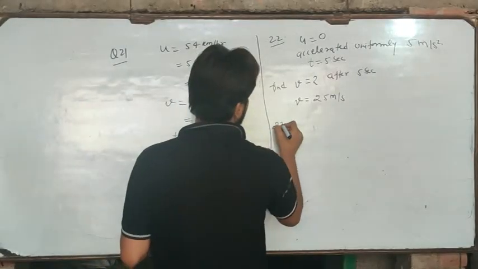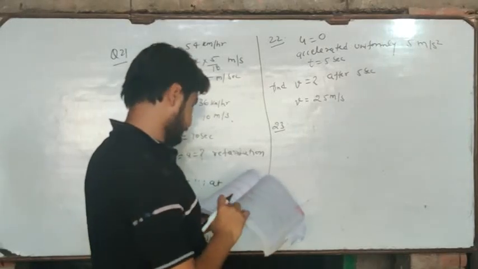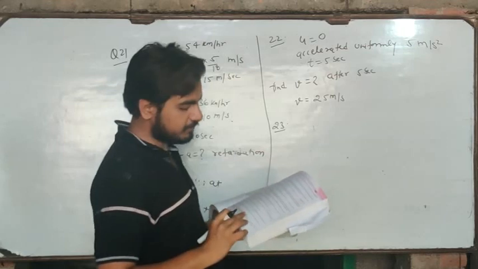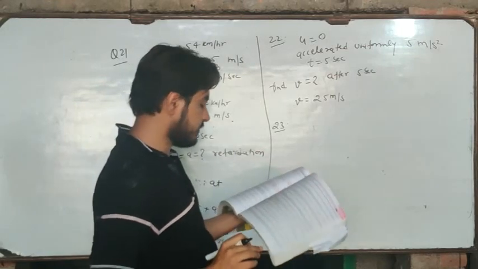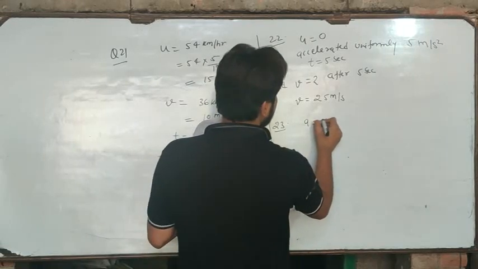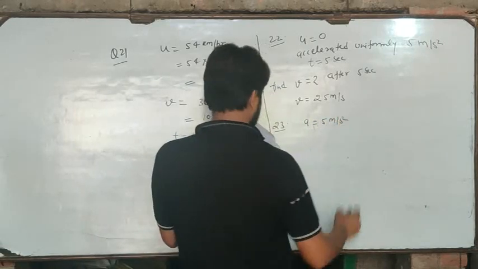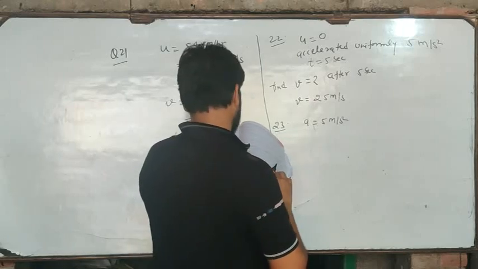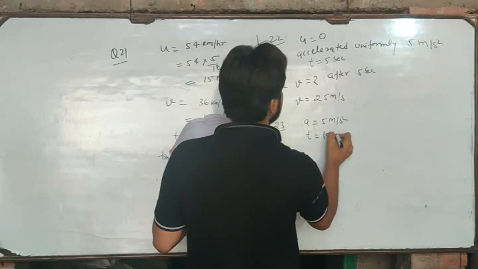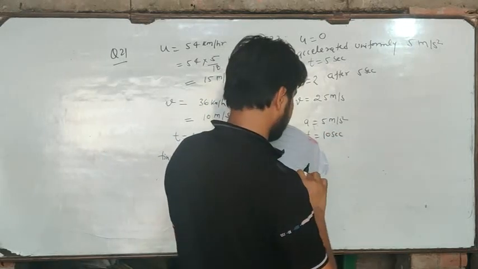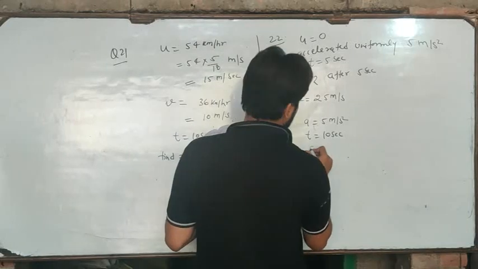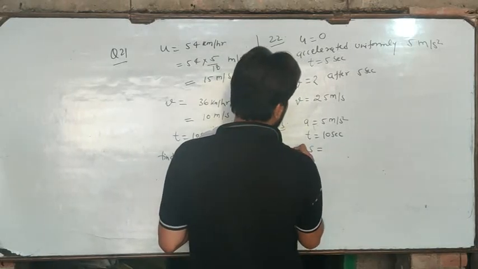Question number 23. A body starts from rest, accelerated uniformly at the rate of 5 meter per second square for 10 seconds. Find the distance traveled by the body. Same question. a is equal to 5 meter per second square, t is equal to 10 seconds. Find the distance traveled by the body. We have to find the value of s.